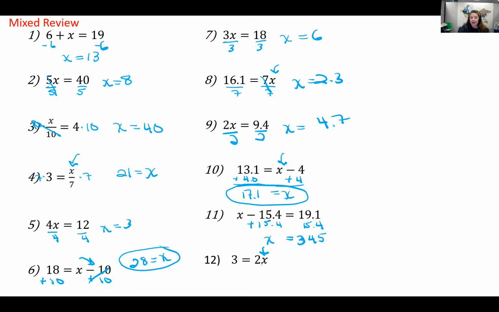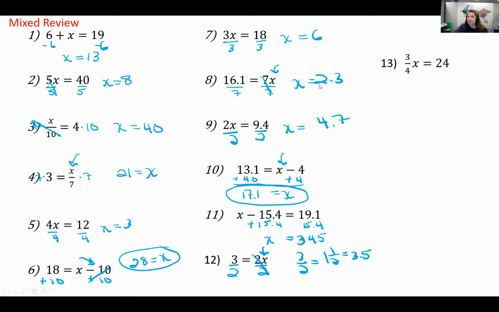Number 12, what is happening to 3 is, I'm sorry, I started on the wrong side. What is happening to x is being multiplied by 2. So we divide both sides by 2. So I can leave my answer as 3/2, or I can make it a mixed number, 1.5, or I can just divide 3 by 2 in my calculator and I get 3.5.